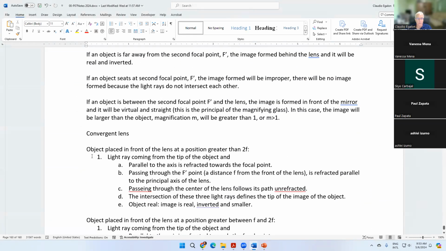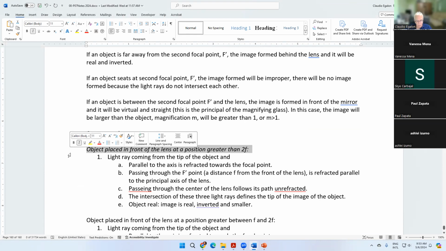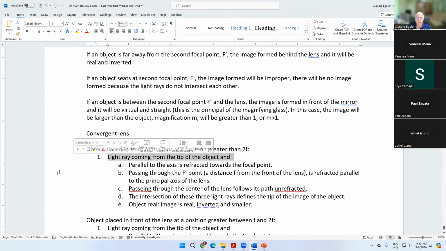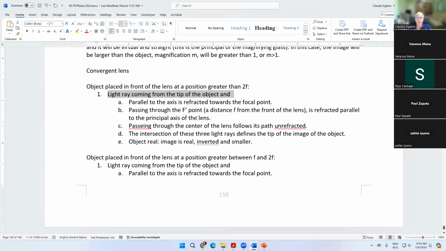Convergent lens. Object placed in front of the lens at a position greater than 2f. A light ray coming from the tip of the object and parallel to the axis is refracted towards the focal point. Passing, right? Unrefracted. Object real, image is real, inverted and smaller.